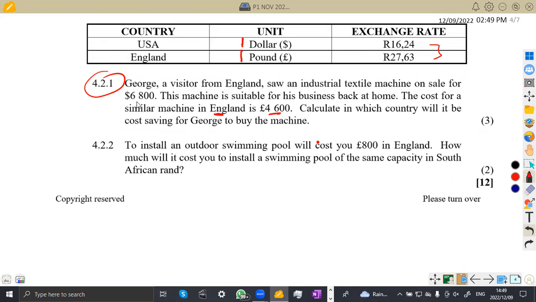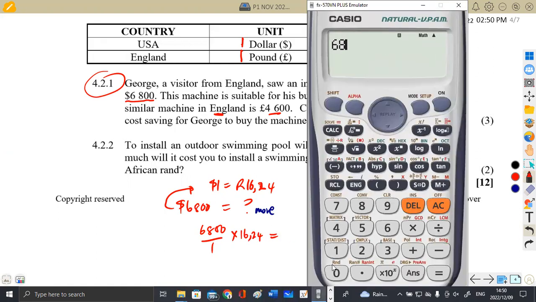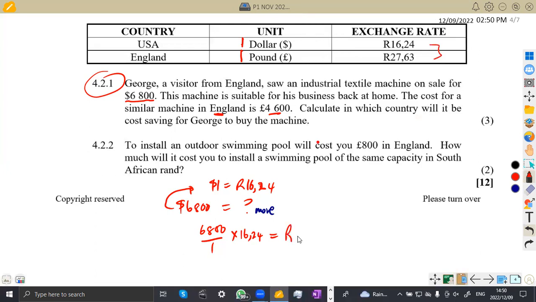So what you're going to ask yourself is, what is the amount of $6,800 in rands? If a dollar is equivalent to 16.24 rand, what is $6,800 equivalent to? We do not know in rands, so that's going to be more, as we can see. So using proportion, it's going to be 6,800 over 1 times 16.24. So we are now finding the amount in rands that is going to be paid, which is 6,800 times 16.24 rand, which is 110,432.